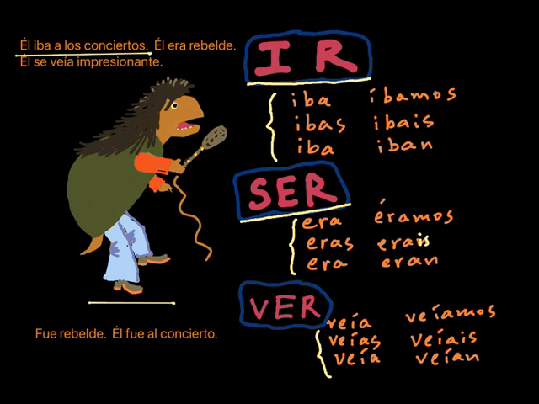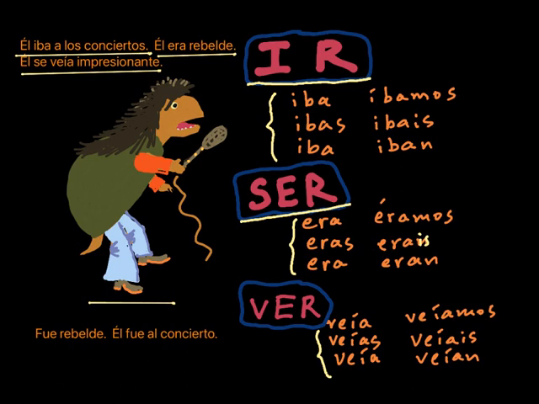Is it a particular concert? No. Was it his lifestyle? Was it a general description? Yes, he used to go to the concerts. Él era rebelde. He used to be the rebel. Él se veía impresionante. He looked impressive. He used to look impressive. It is something that is a description. All the descriptions are going to be used in the imperfect.